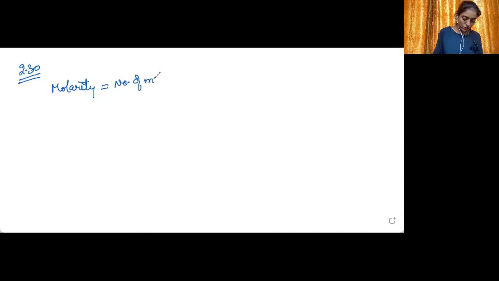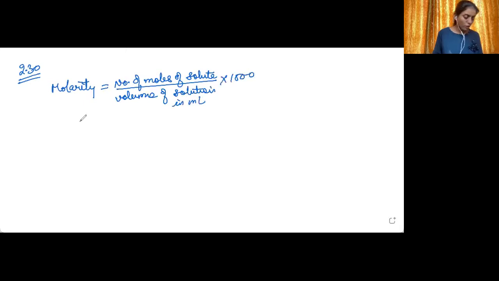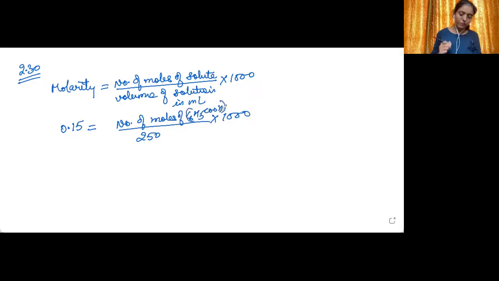Molarity is the number of moles of solute upon volume of solution in ml multiplied by 1000. Molarity has been given, we need to prepare a solution of 0.15 molar. How much amount has to be prepared? 250 ml into 1000. Here is the number of moles of benzoic acid, C6H5COOH. From here we can find out the required number of moles of benzoic acid.